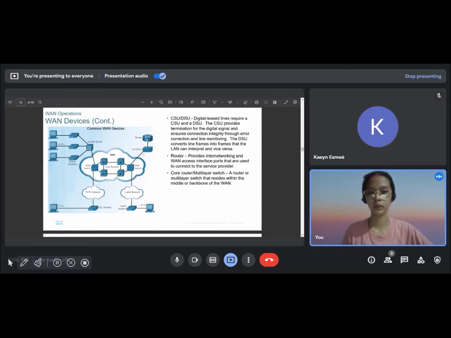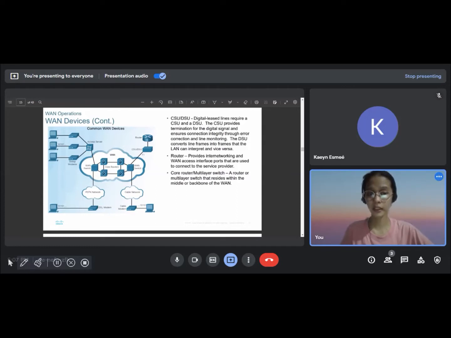CSU or DSU. Digital leased lines require a CSU and a DSU. The CSU provides termination for the digital signal and ensures connection integrity through error correction and line monitoring. The DSU converts line frames into frames that the LAN can interpret and vice versa.